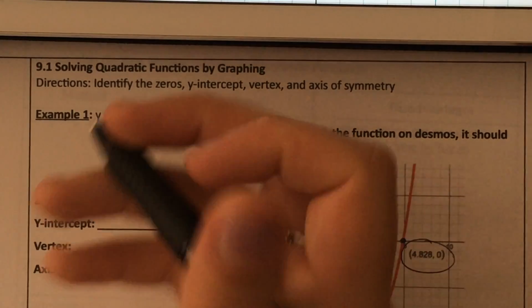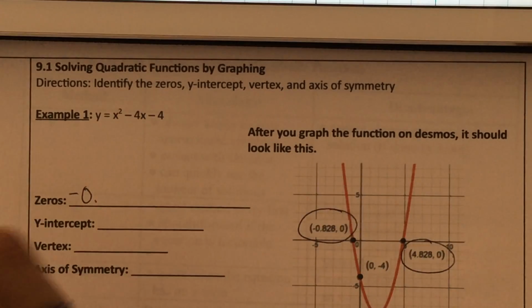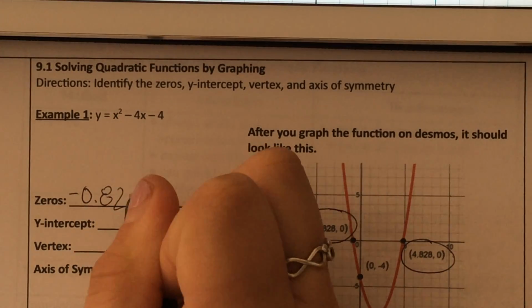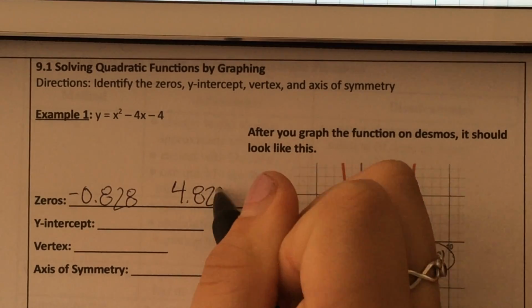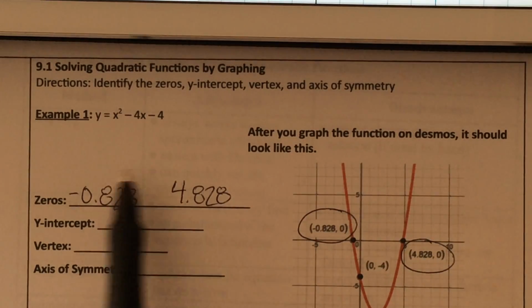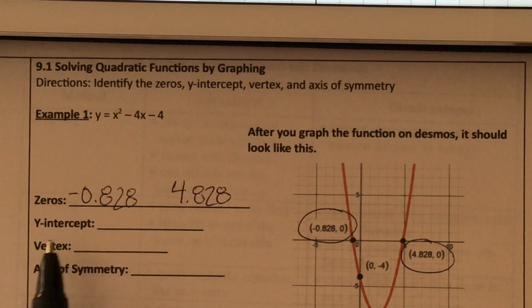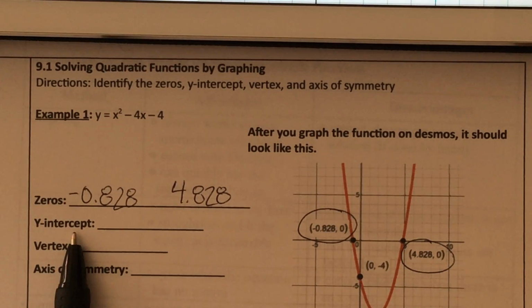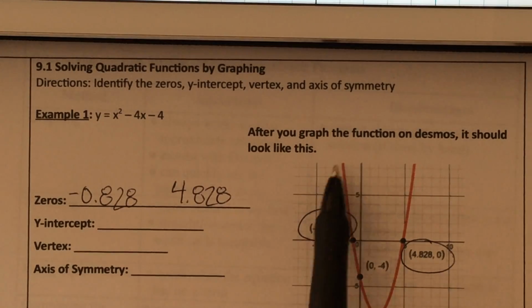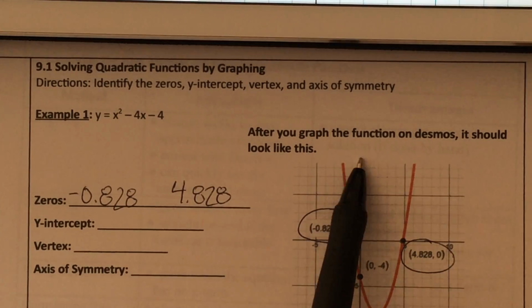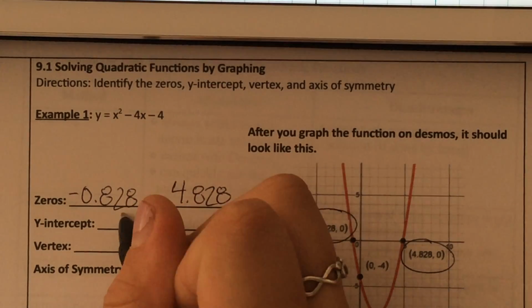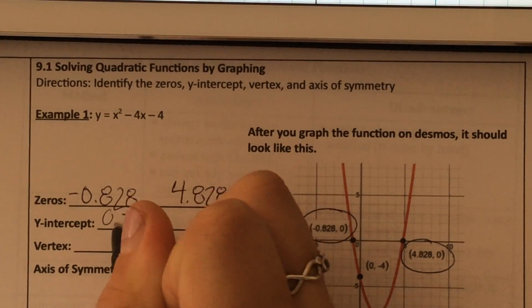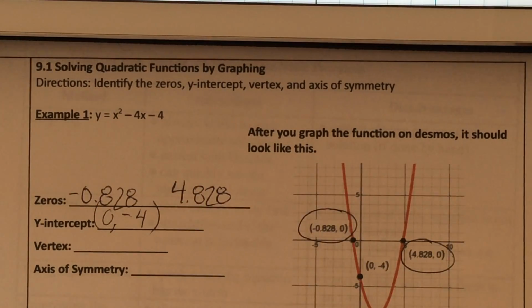So your zeros would be, for this one, negative 0.828, and then also 4.828. That would be your 2 zeros. And then also for this, you're going to find your y-intercept. So your y-intercept is when x is 0, what is y? Remember, it's also where it crosses your y-axis, which is right here at this point. So 0, negative 4. So your y-intercept is 0, negative 4.